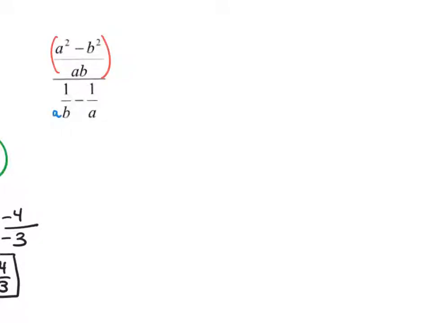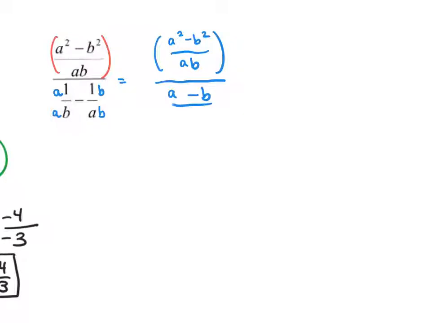So what I'm going to need to do is get an a down there and a b down here. So to add fractions and rational expressions, you have to have the same bottom. Well, of course, if I multiply it on the bottom, I have to multiply it on the top as well. So I'll do a over a there, and I'll do b over b here. So this one's now going to simplify, so we'll have a squared minus b squared over ab, and then divided by a minus b over ab, because you have the common denominator of ab, and you're just subtracting the numerators.